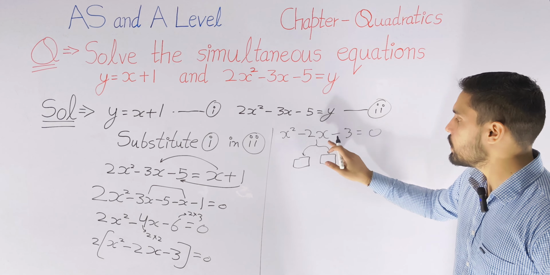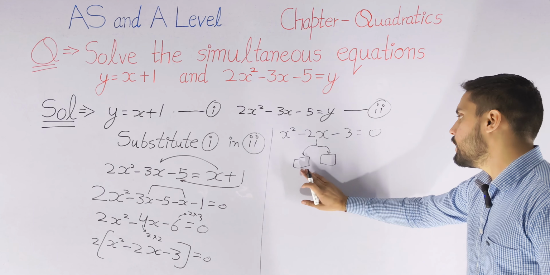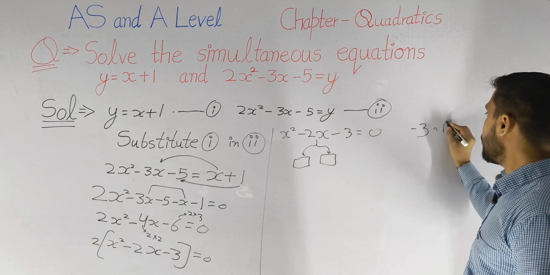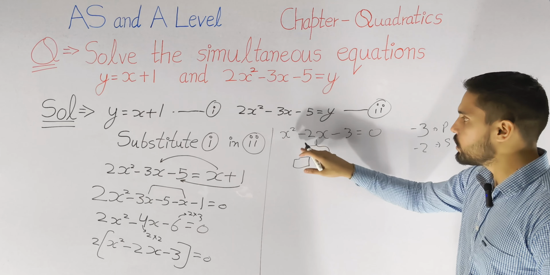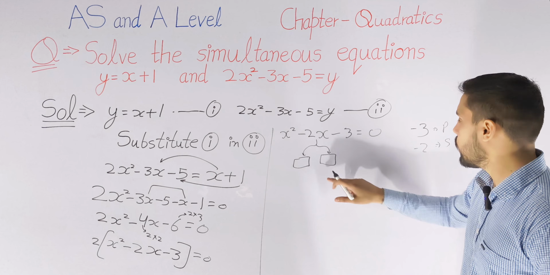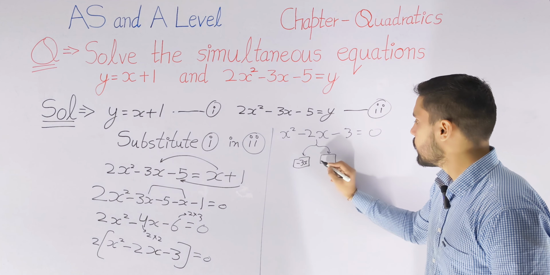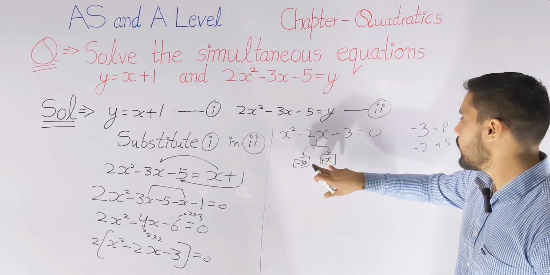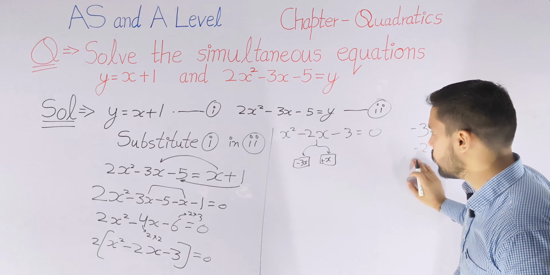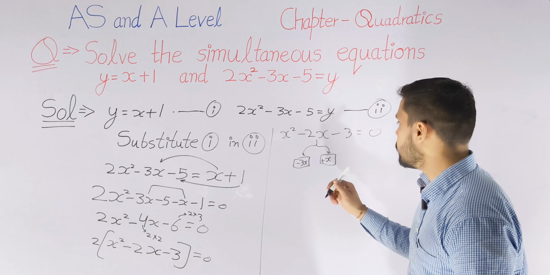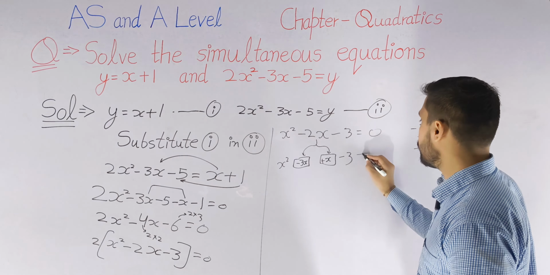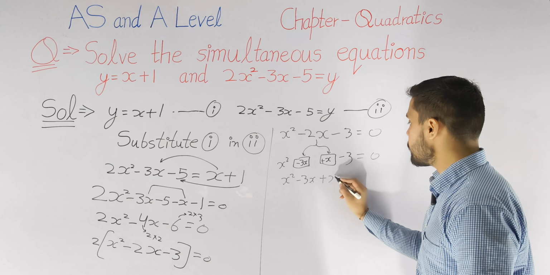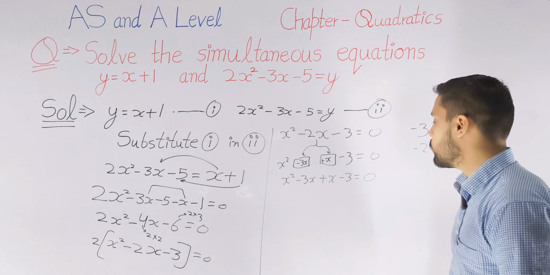We will split minus 2x in such a way that the product of the coefficients of these two terms should be equal to minus 3, and the sum should be equal to minus 2, the coefficient of x. We will get minus 3x and x, because the product of these two coefficients is minus 3 and the sum of these two coefficients is minus 2. So these two terms satisfy this. We will write x square as it is and minus 3 as it is. Now we have the final equation, x square minus 3x plus x minus 3 is equal to 0.